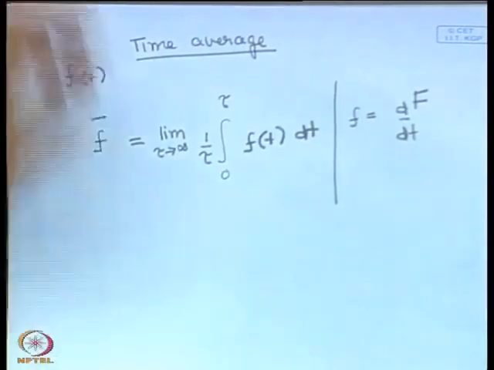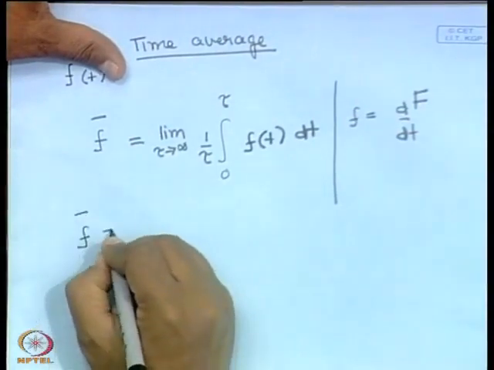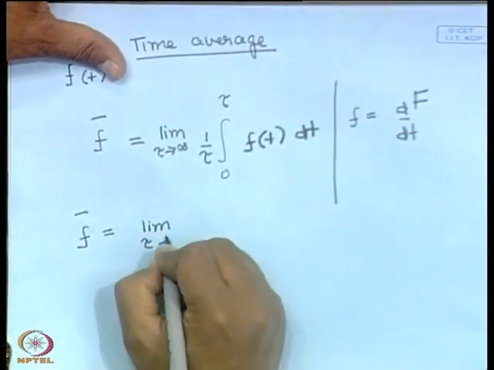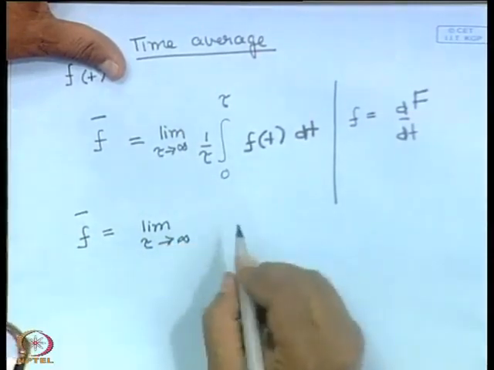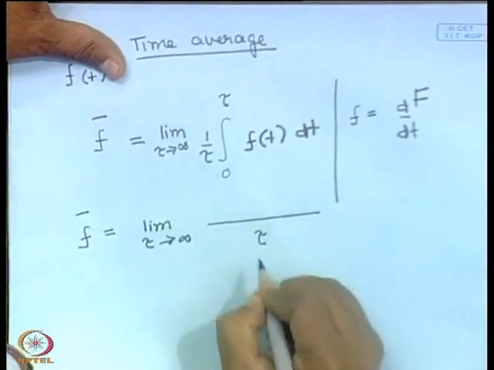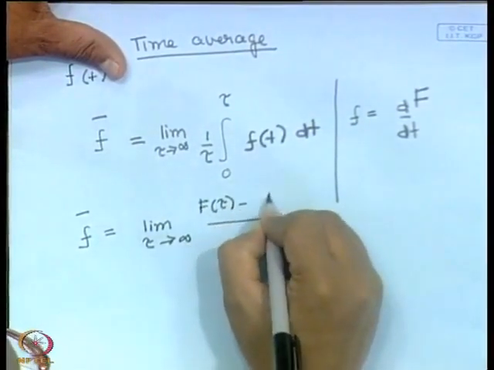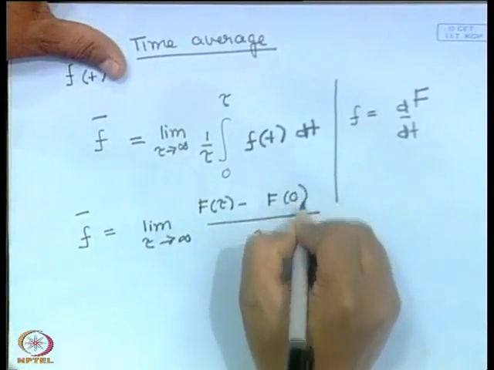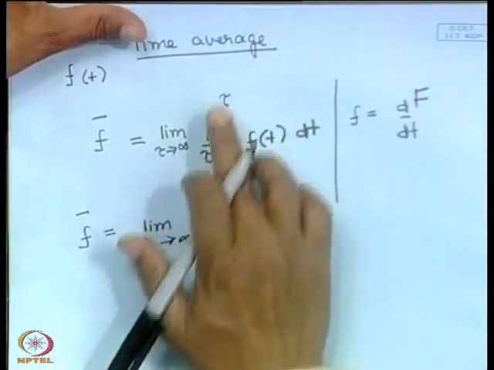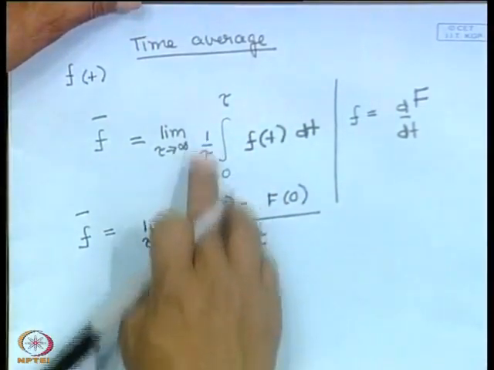What we get is that the time average of f is equal to the limit as tau goes to infinity of 1 by tau times f(tau) minus f(0). Right, it is the derivative. So if I plug this in here, I will just get the values at the end points, and then I have this 1 by tau over here.